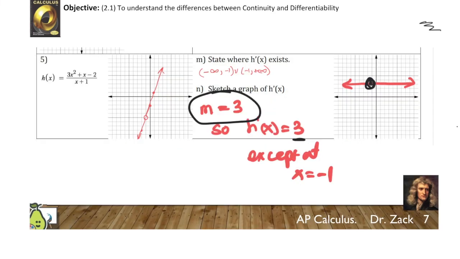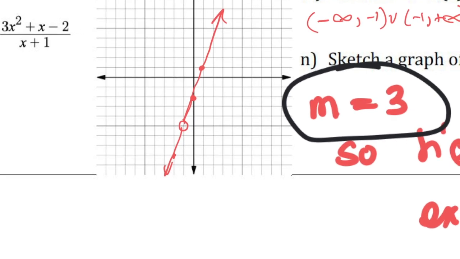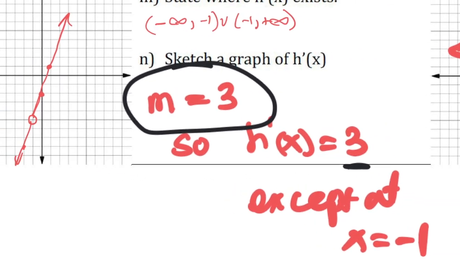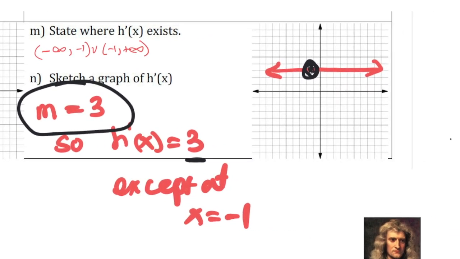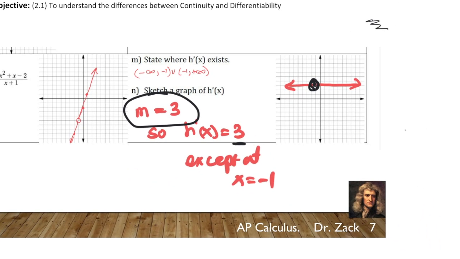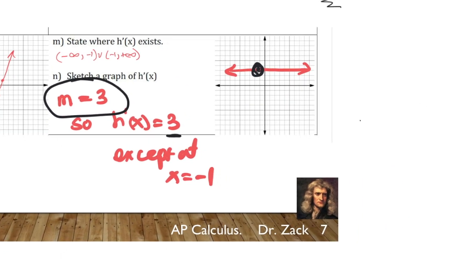Number 5 is definitely a line, and it has a hole in it at x equals 1, y equals negative 1. So your derivative exists everywhere except at negative 1. Now, sketching h prime of x. Since h of x was a line, its slope is given as 3. The derivative must be 3, and so the graph is a horizontal line at 3 with a hole at negative 1.